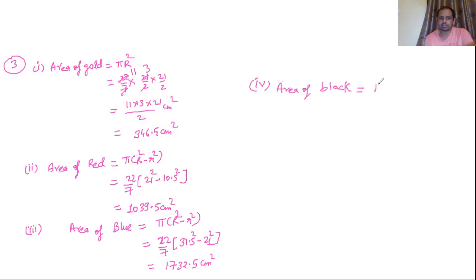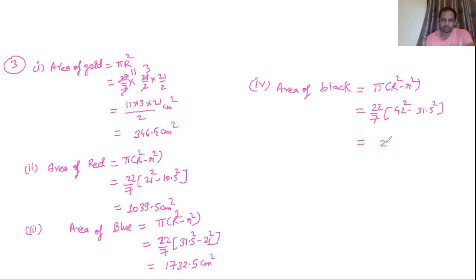Equals to how much again? Pi capital R square minus small r square, 22 by 7 into, now 31.5 plus 10.5. 31.5 plus 10.5 equals to how much? I think it will be 42. 42 square minus 31.5 whole square. And if you simplify this one, you will get the area of black.